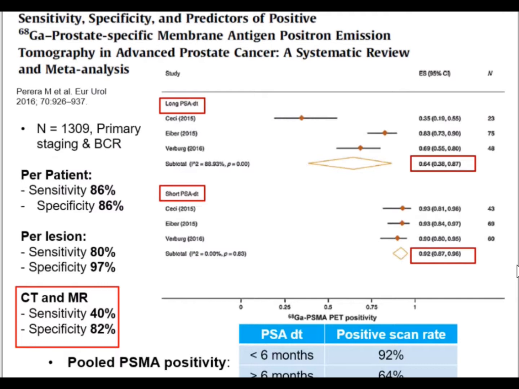And what's important is that if you look at the PSMA positivity in correlation to doubling time, if the doubling time was fast, the positive scan rate was very high, 92%. If the doubling time was more than 6 months, it was 64%.